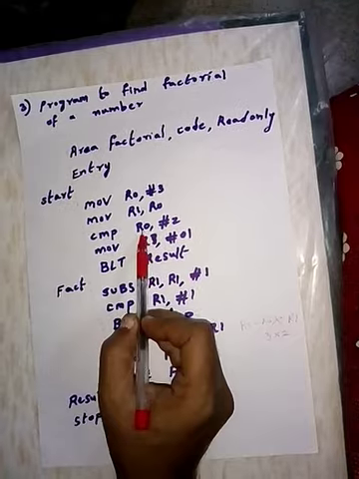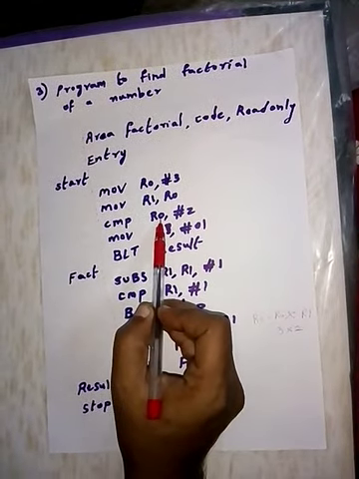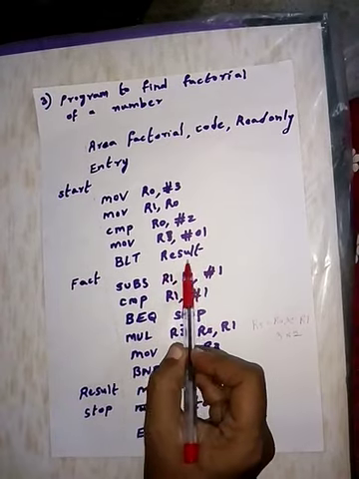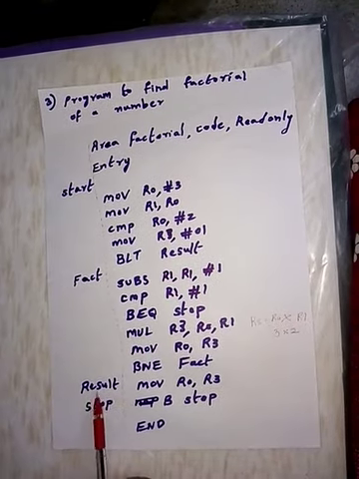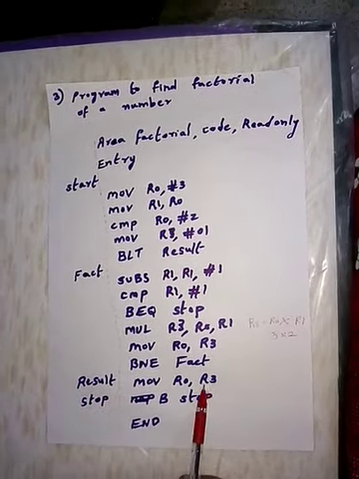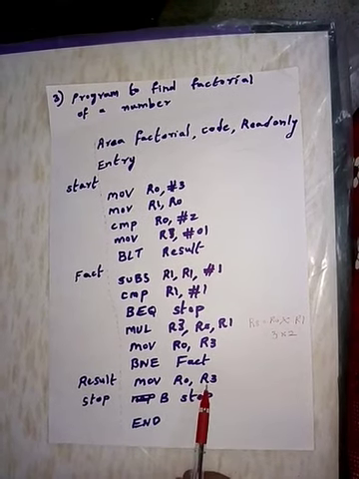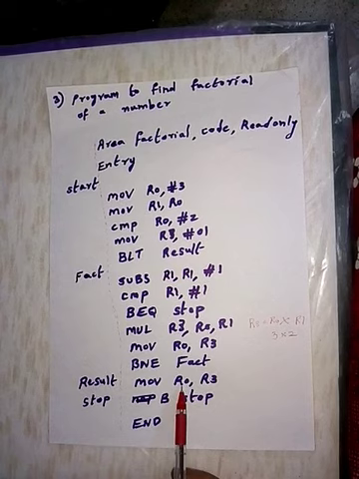The first operand it will analyze. As 3 is the greater number, it won't go to the label called RESULT. Here we have given the label called RESULT. Result means here it will come: MOV R0, R3. So whatever value is there in R3 goes and is stored in R0.